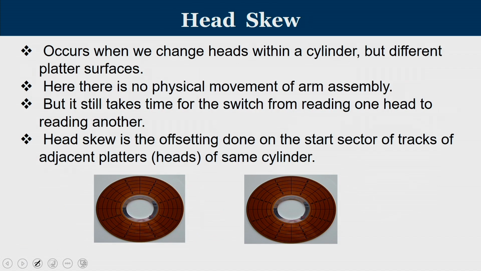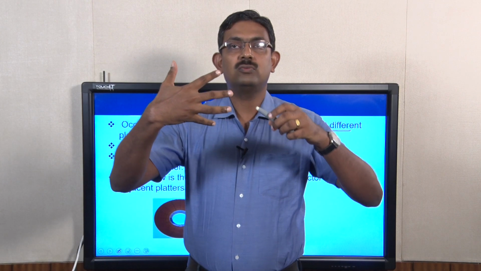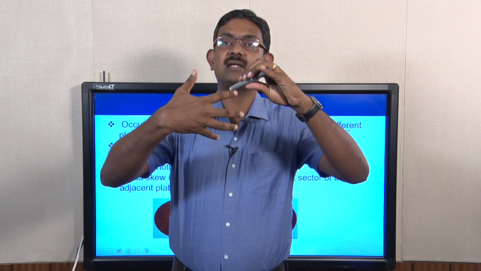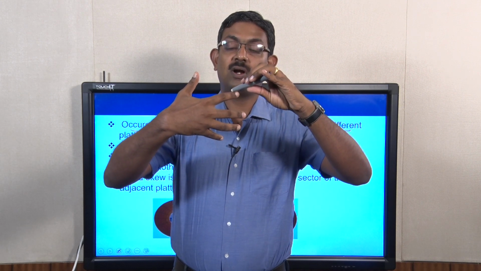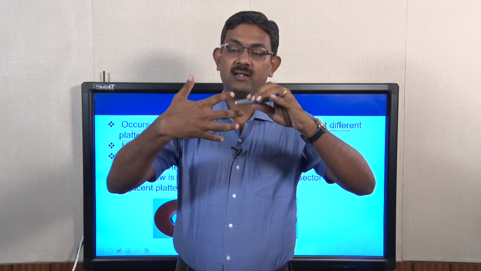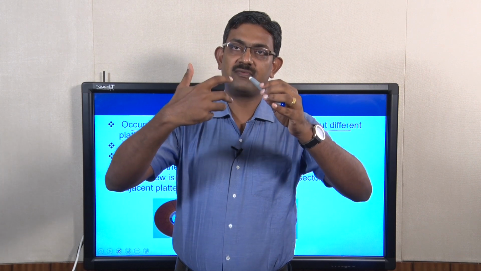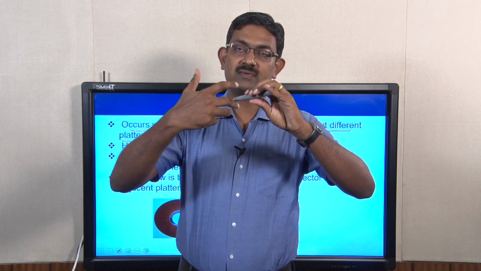There is another thing that is called head skew. It occurs when we change heads within a cylinder, but on different platter surfaces. Here there is no physical movement of the arm assembly. So, consider that you have 2 or 3 surfaces. Let us say my head is touching here. Now, the head wants to read from the next platter of the same cylinder. So, there is a switch, moving from one surface and touching the next surface.